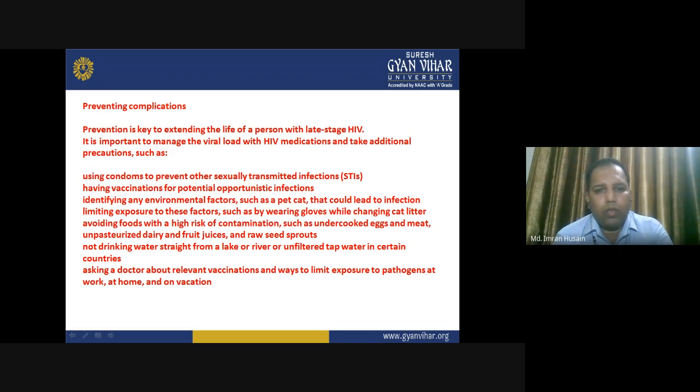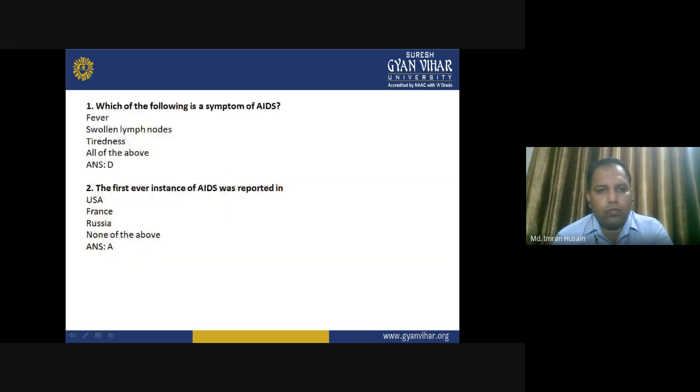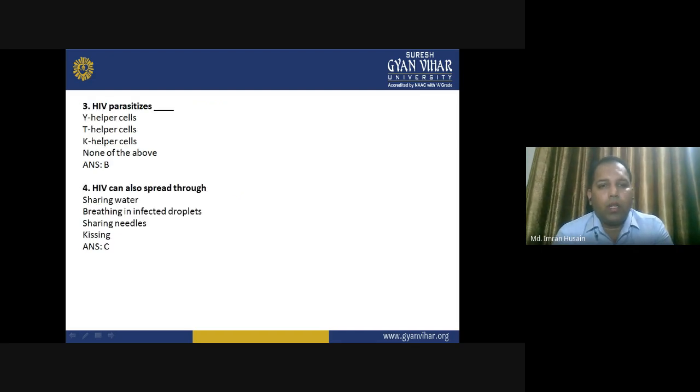Now, coming on to the MCQ. Which of the following is a symptom of AIDS? Fever, swollen lymph nodes, tiredness, all the above. The correct answer is all the above. The first ever instance of AIDS was reported in USA. First case. HIV parasitizes T helper cells. It affects the T helper cells of your immune system, and from there it will start weakening your immune system completely.